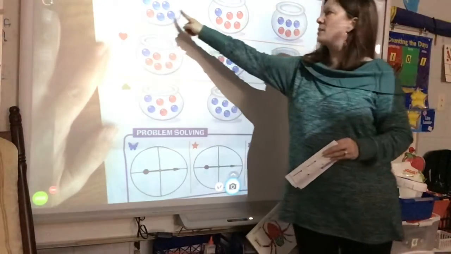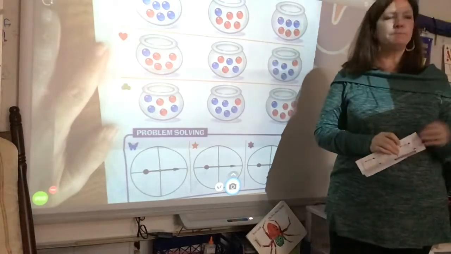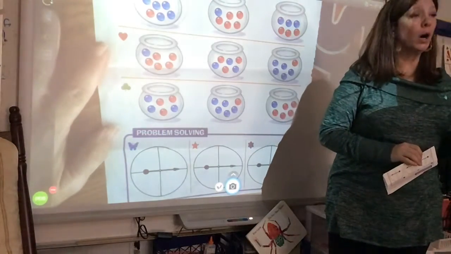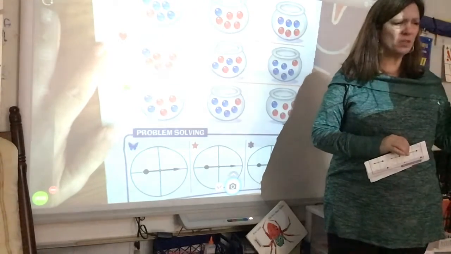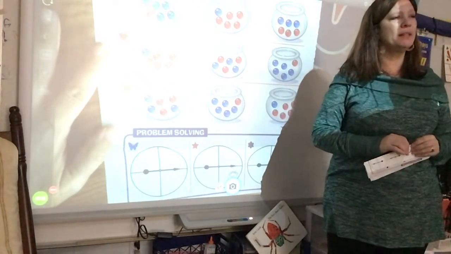Look right here. There's this bowl and this bowl and this bowl. Which bowl is more likely to pick a blue? Circle it. More likely to pick a blue.